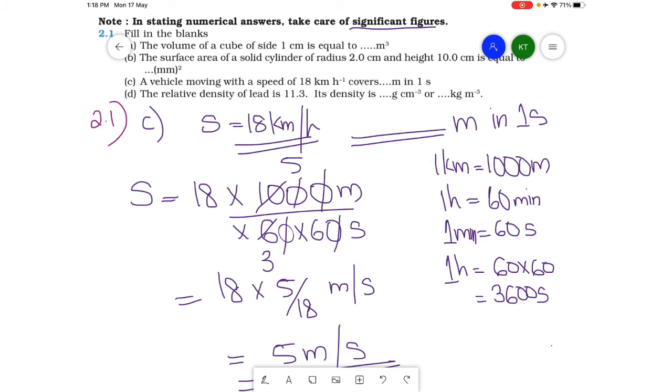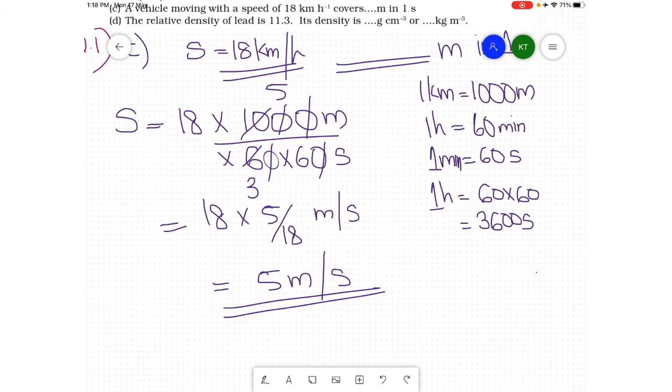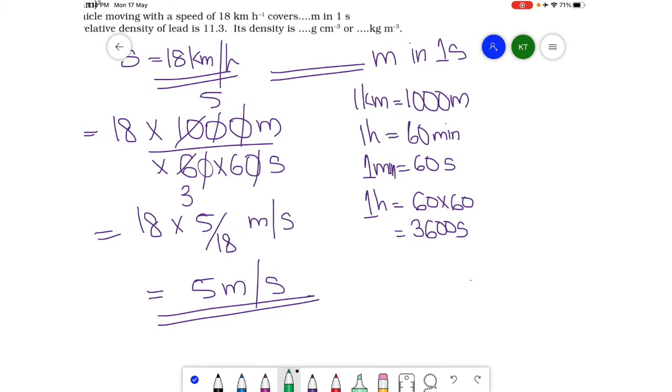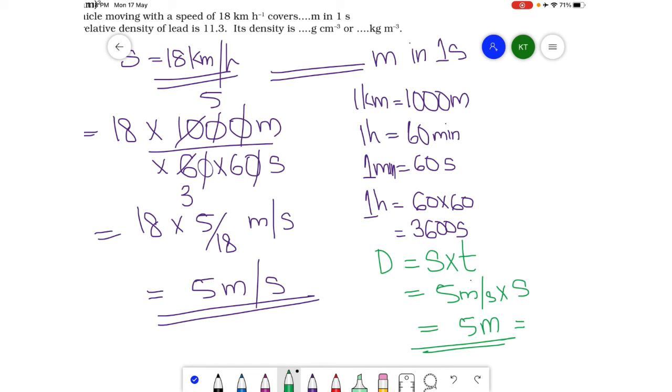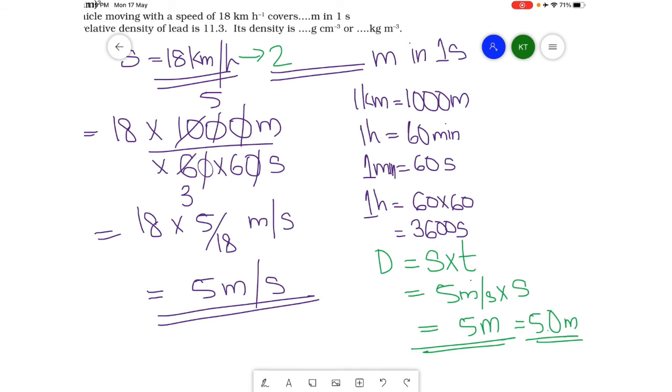But the question is, how much meter does it cover in 1 second? So that will be distance is equal to speed into time. Speed is 5 meter per second. How much is time? 1 second. When you multiply this, we get 5 meters. In significant figures, how many significant figures does this have? 2. So final answer will be 5.0 meter, in order to contain 2 significant figures.